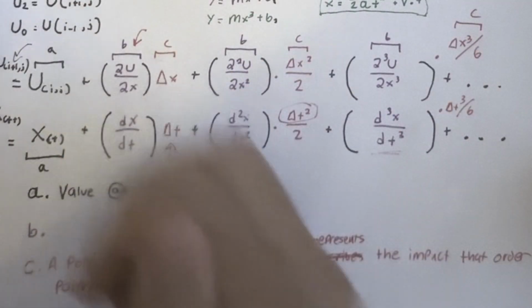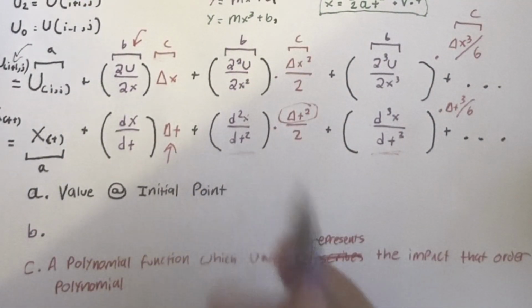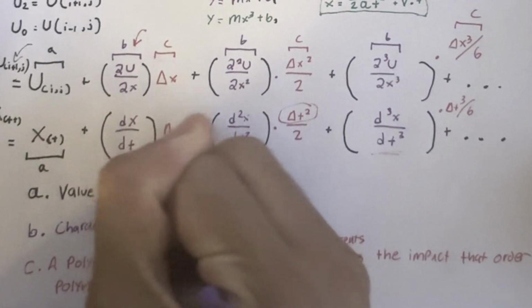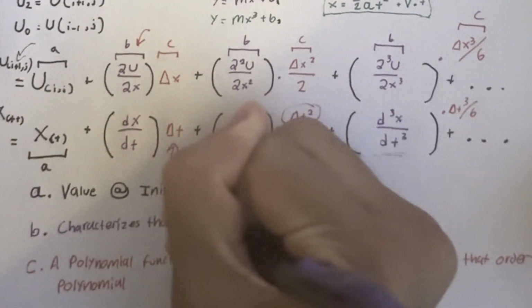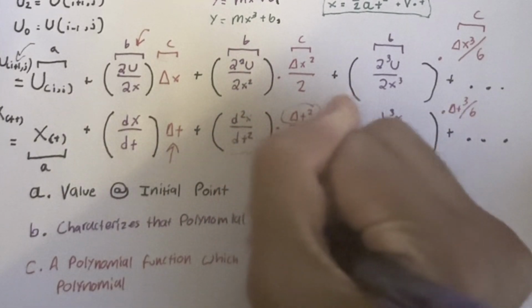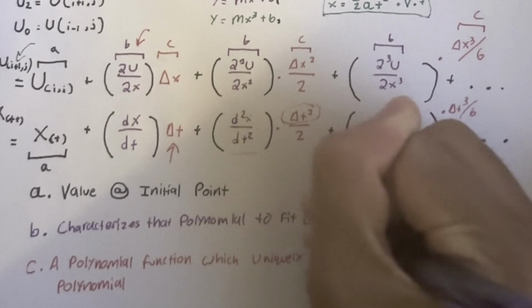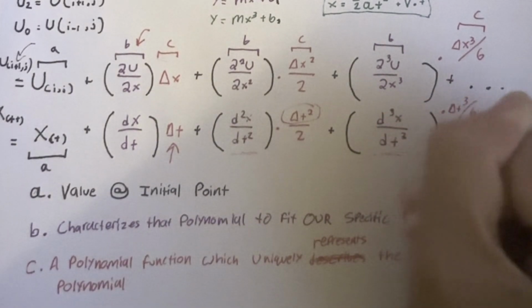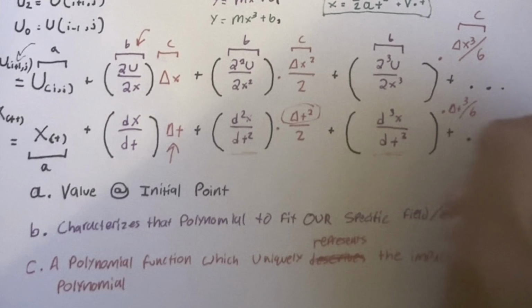And what B does is B characterizes that polynomial function to fit our specific field expression, right? Adds character.